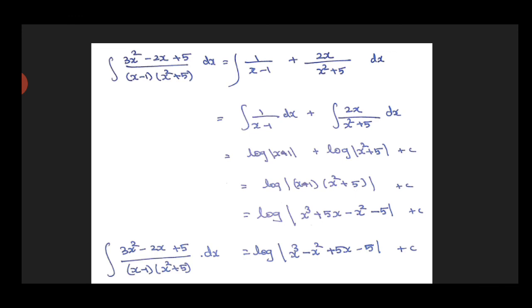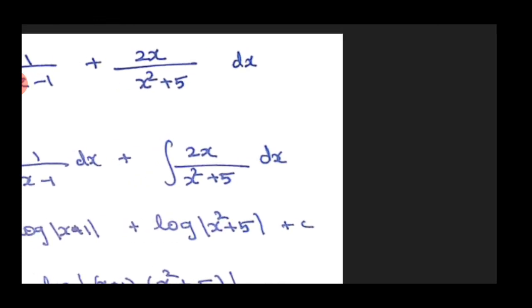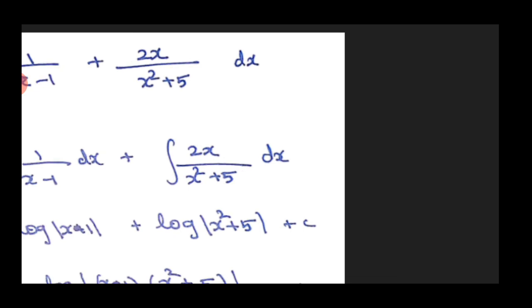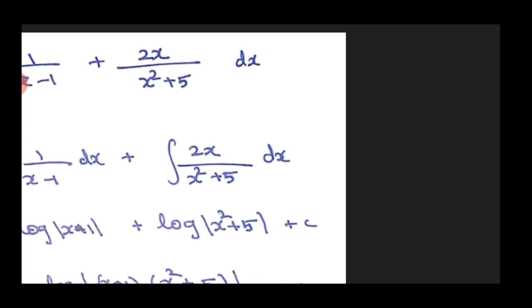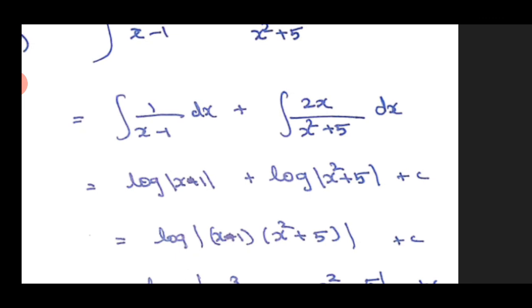Why? Because it has the property. Look at the second term integral. Integral 2x by x square plus 5. The denominator we have x square plus 5. When you differentiate x square, what do you get? 2x. When you differentiate 5, 0. So it is there in the numerator. Can you see? So the denominator is the function and numerator is its derivative. So when you have the function in denominator and its derivative in the numerator, then the answer will be log of denominator. So log of the denominator x square plus 5.